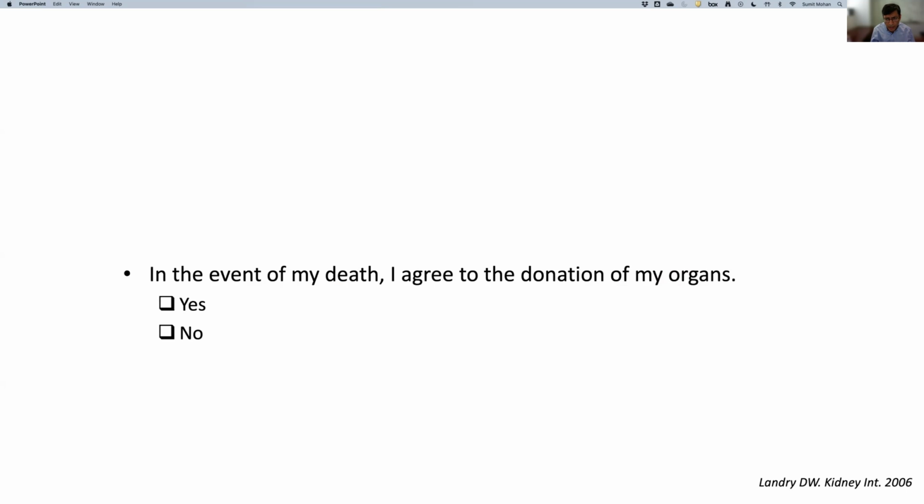environment is designed. So as an example, just to take this directly from something that we see in transplantation all the time, we've all seen this question, right? In the event of my death, I agree to the donation of my organs, either at the DMV or on other donor registration forms.